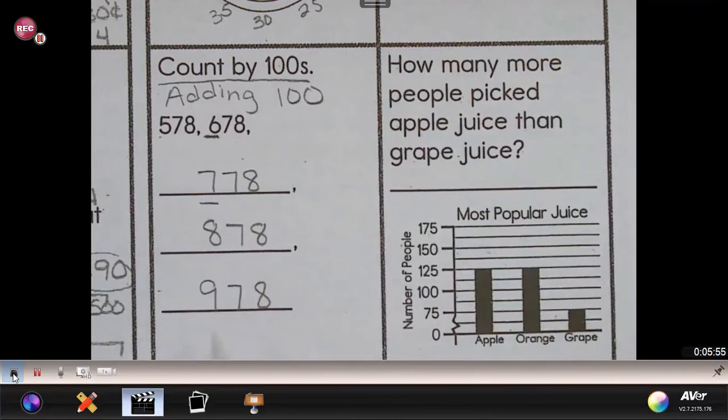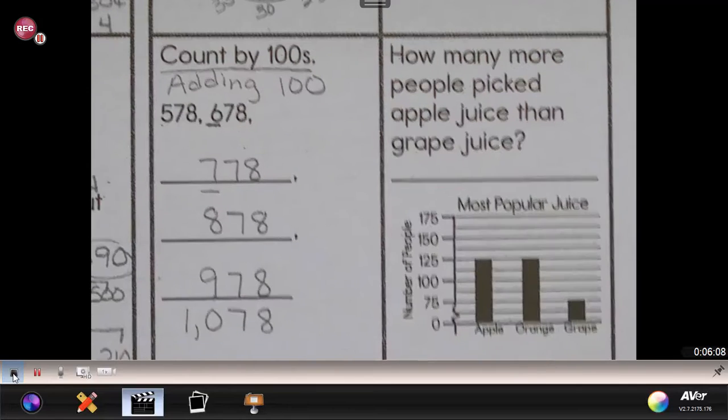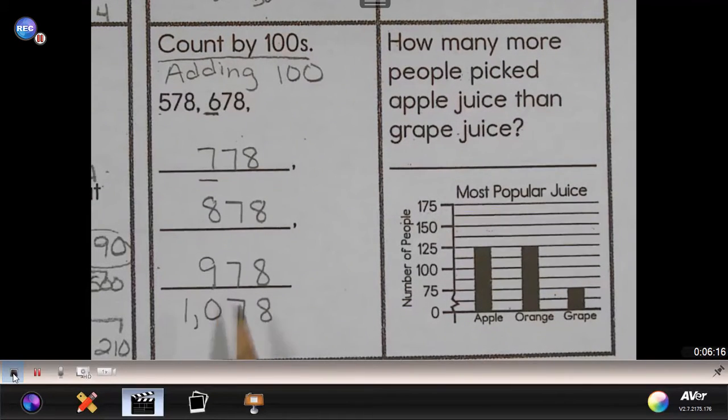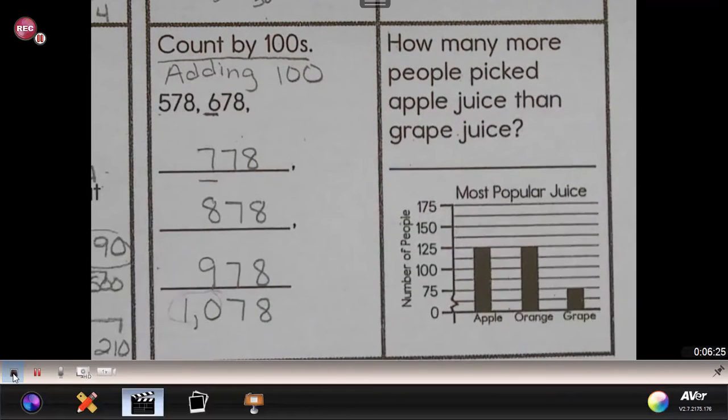And just for kicks, if we were to add another 100 to the 900, that would take us to 1000. Why does it end up being 1000? Because when you're counting by hundreds, the next 100 after 900 is 1000. And sometimes they call that 1000 because it has a 10 and then the 2 zeros after it.